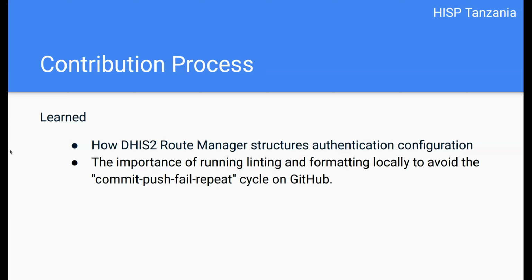Going forward to the things that I learned: how the DHIS2 Route Manager structures the authentication configuration, but also the importance of running linting and formatting locally to avoid repeated commit push failures, especially when you are trying to merge your pull request. There are several checks that take place, including linting and formatting. I also got to learn about commit squashing and how the processes work when trying to merge your pull request.